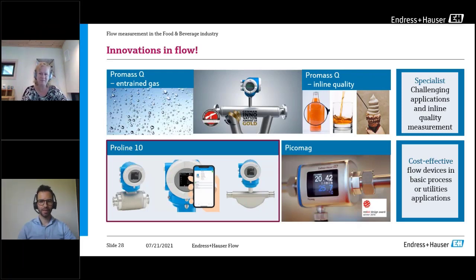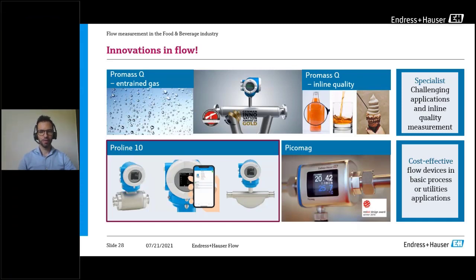Yeah, so thanks, Hege and Matthias. Hege mentioned and talked about the specialist product Promass Q for the challenging applications. And now Endress+Hauser has a wide range of products for all different types of applications. Now we're going to talk about products which fulfill more the need of basic process needs. The first one we will talk about will be the Proline 10, which is a product which has existed since 2003. But the new product line, the new Proline 10, was just launched on the 1st of July. So we'll talk about this first, and then we'll talk about the PicoMag and also about the applications where you can use those two devices.